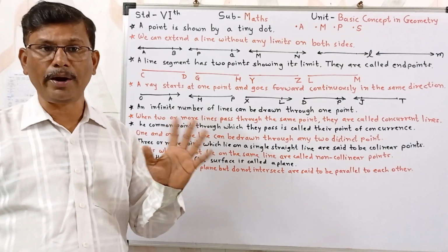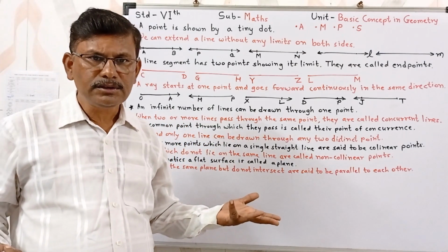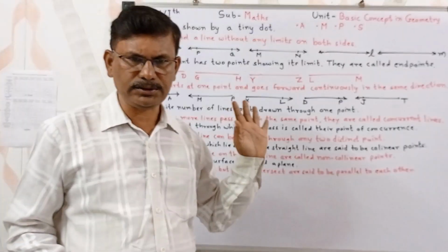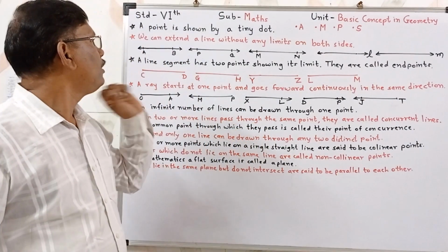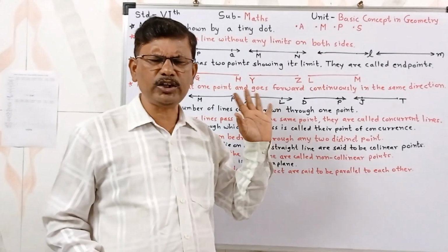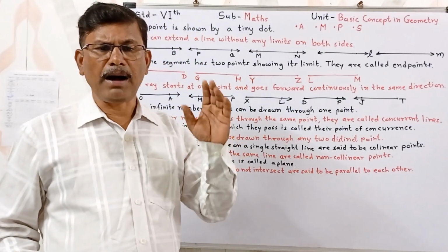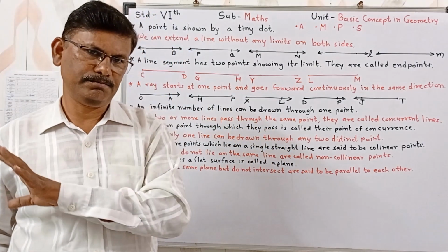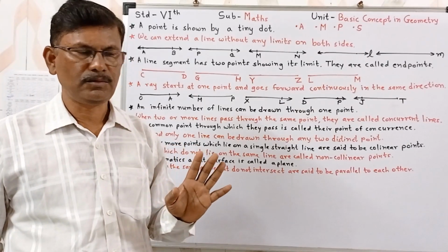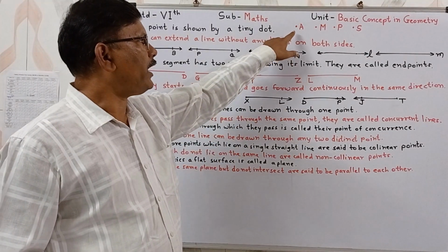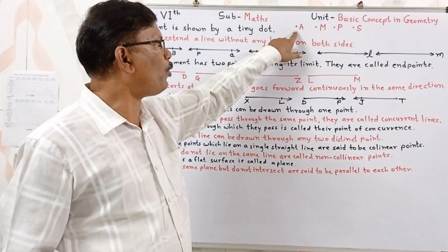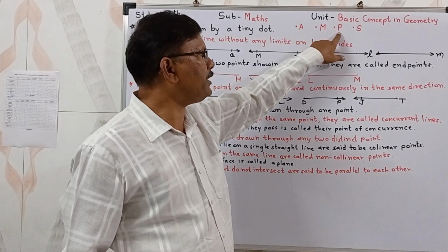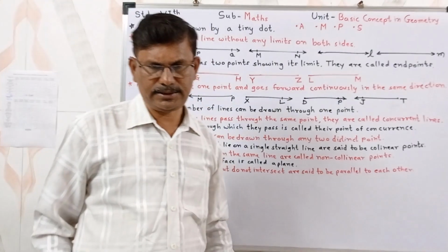First concept is a point. What is a point? A point is shown by a tiny dot and it's shown by capital letters A, B, C, D to Z. Example, point A, point M, point P, point S.